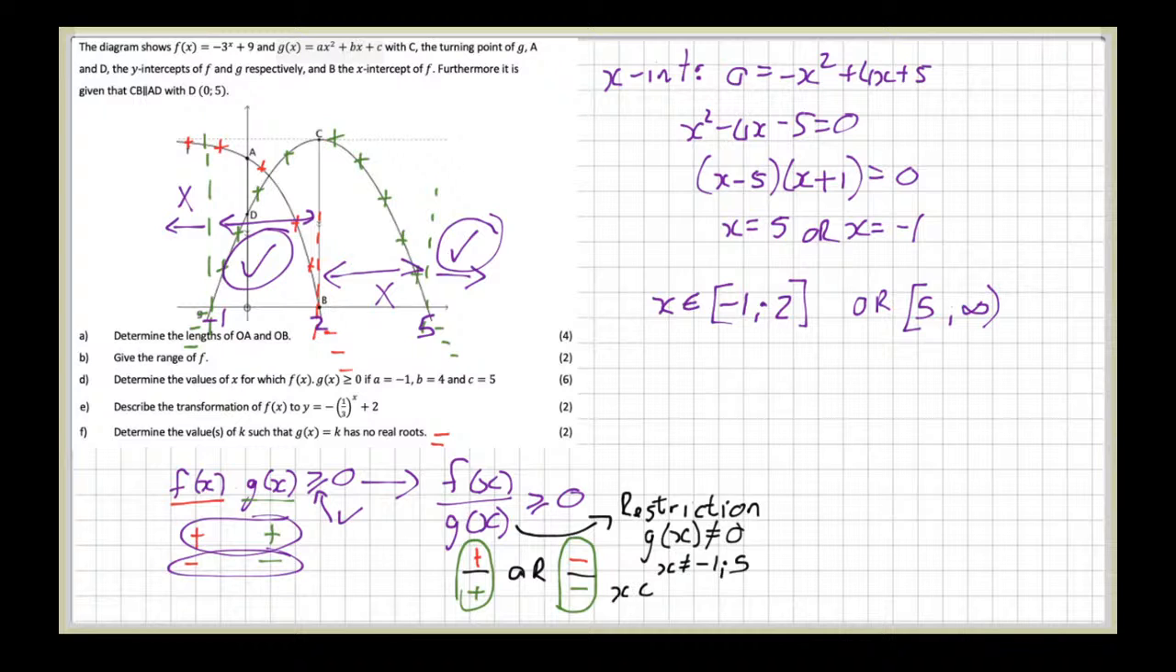So now how would this look? Well, I would still go from -1 up to 2, but now it can't be -1, but it can still equal 2. Or from 5 up to infinity. Again, x can't be 5 and it can't be infinity.